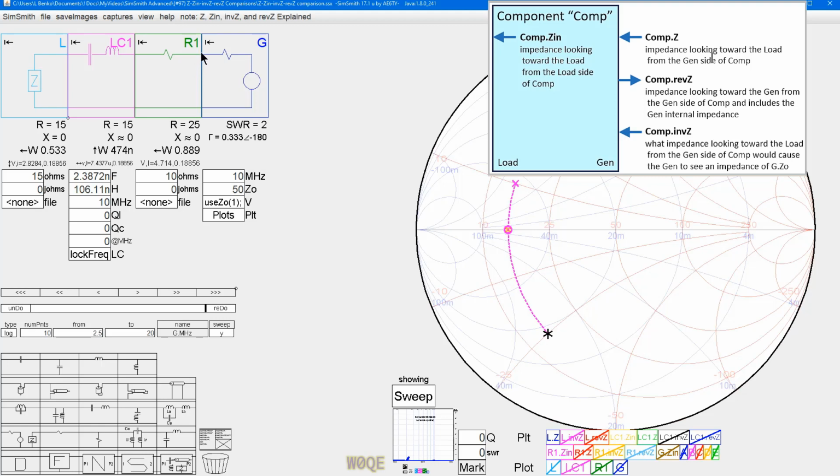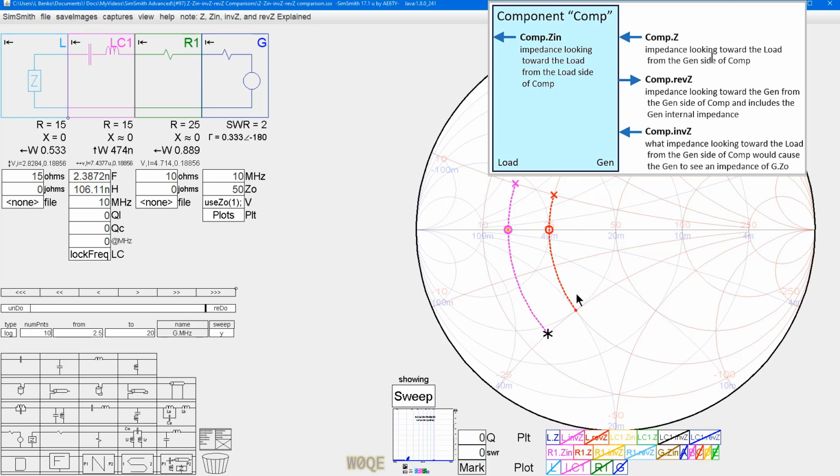Likewise, one more time, let's do it again. R1.Z is the impedance looking this way. That is now 10 ohms more than what we saw when we were here looking left. So now it's 25 ohms at 10 megahertz. It's 25 plus J10 at 20 megahertz. And it's 25 minus J25 at 2.5 megahertz.